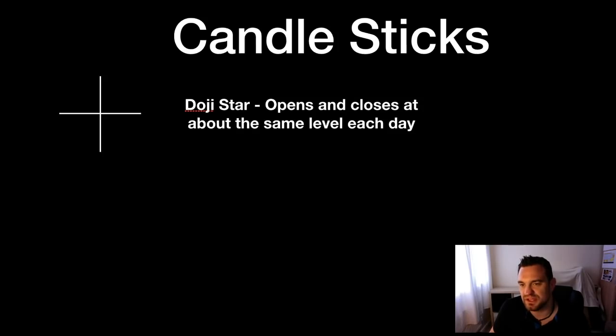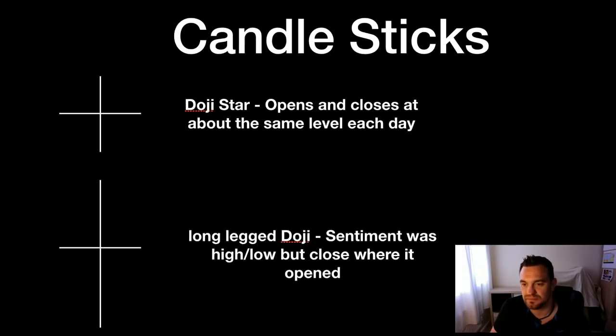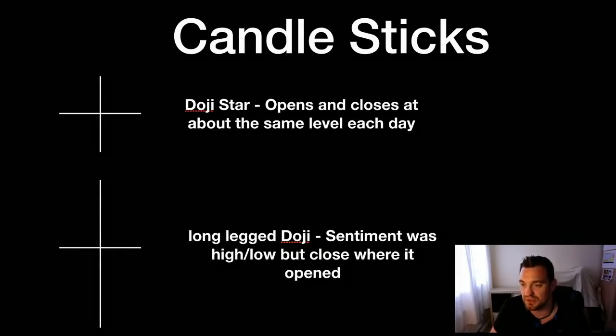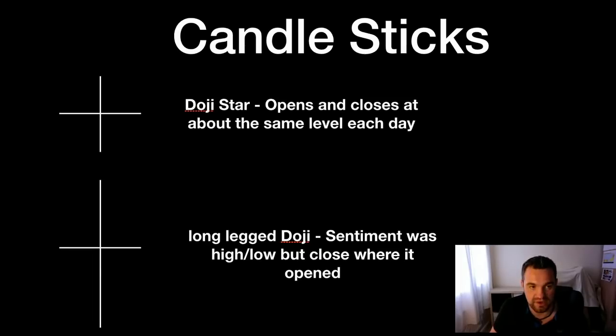So with candlesticks, we've got the Doji star. That opens and closes at roughly about the same level on the day, so there wasn't really much movement, wasn't much price action that day. Then on a long-legged doji, we see that sentiment was a lot higher and a lot lower, but again, it just closes where it opens. So a lot of indecision, a lot of buying and selling throughout that day.